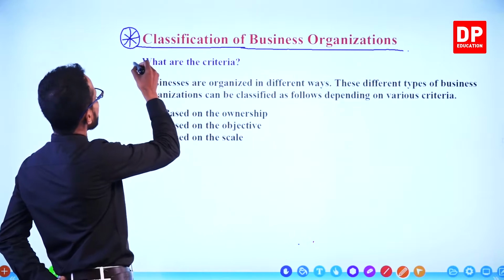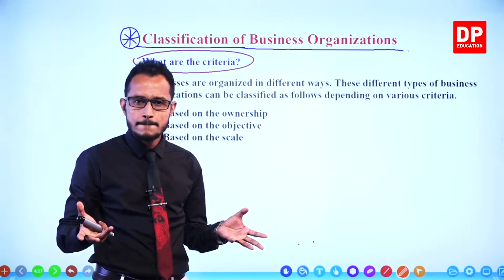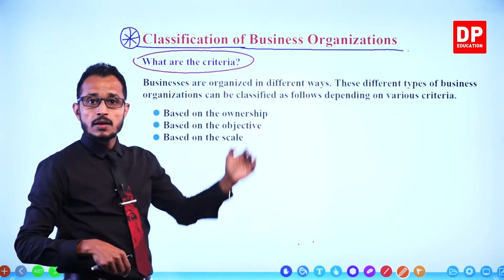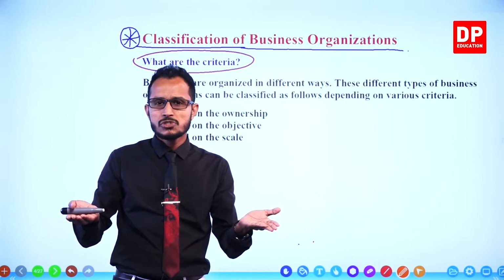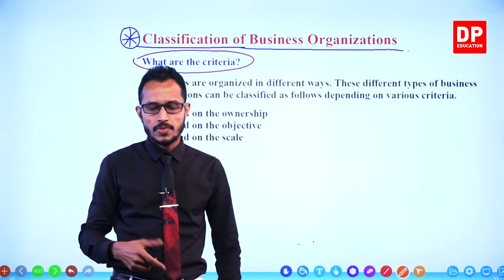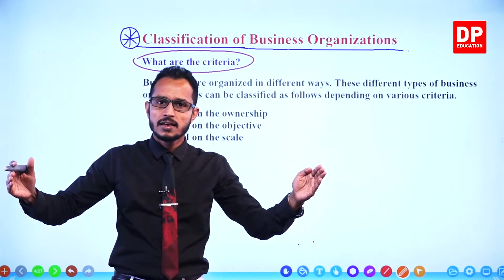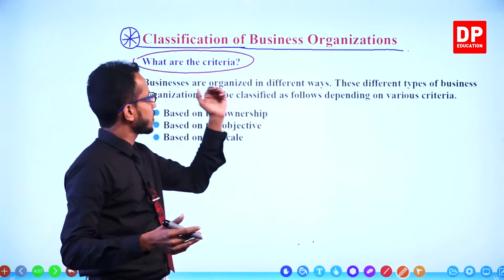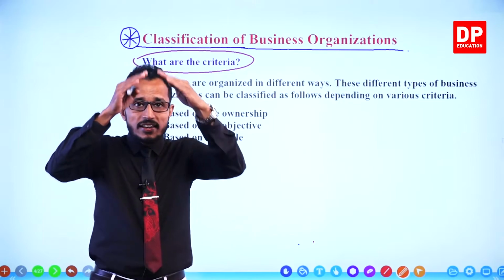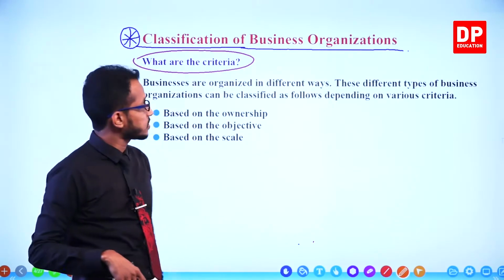Now, what are these criteria, children? What's the meaning of criteria? Criteria means the factors, or very simply, what thing do you look at or consider if you want to divide something? In this case, when we want to divide business organizations, what points do we consider? The dividing factors that we consider. Criteria, the factors to be considered.